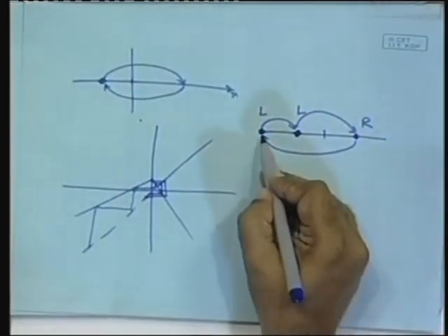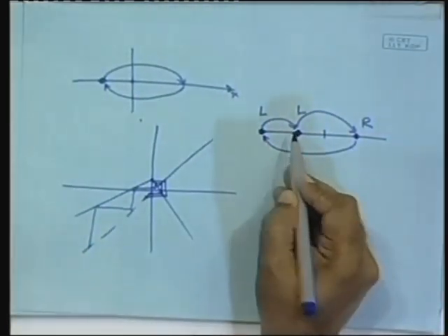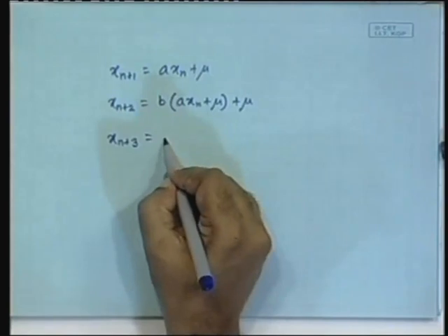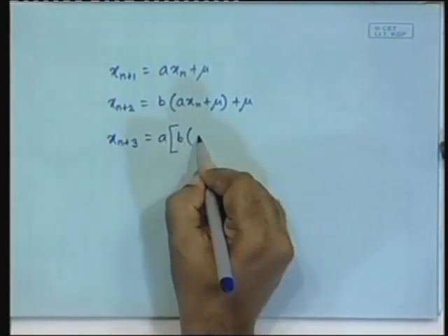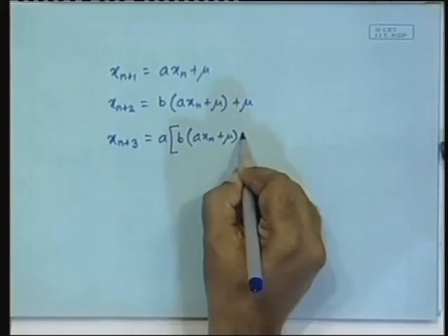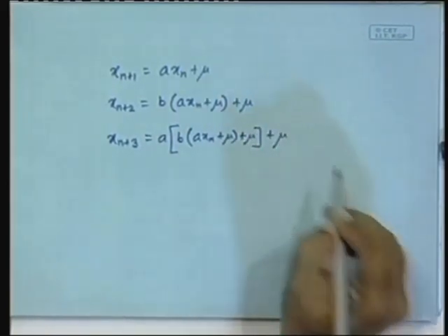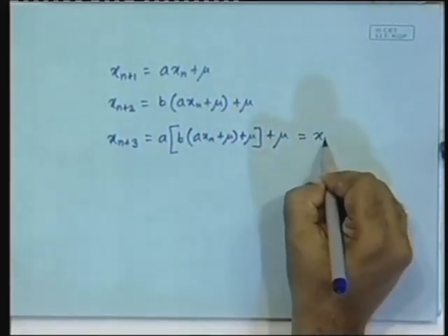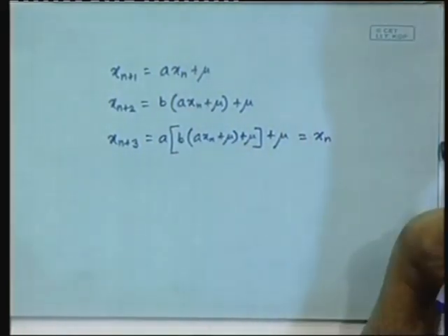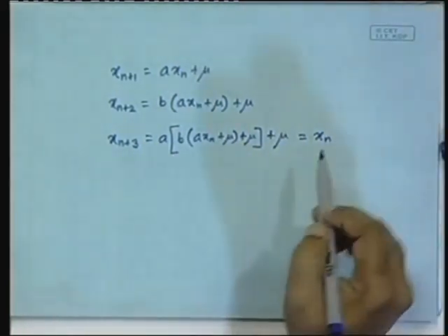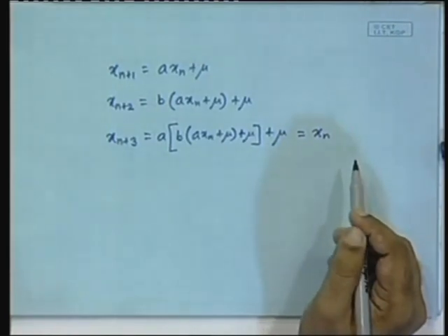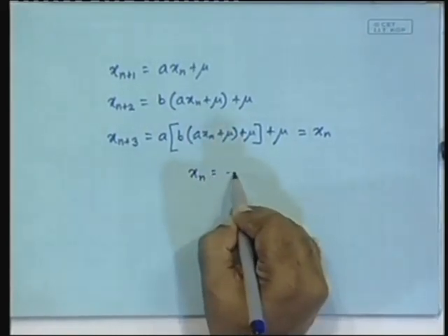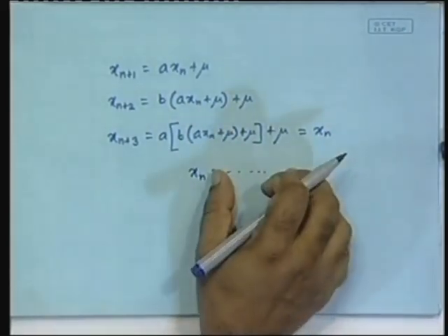Now, it has come here. Now, again with the help of the left hand map, x n plus 3 is equal to a b a x n plus mu, right. Now, this fellow must be equal to x n in order for this orbit to occur. So, just solve this equation. If you solve this equation, you get a value of x n is equal to some expression.